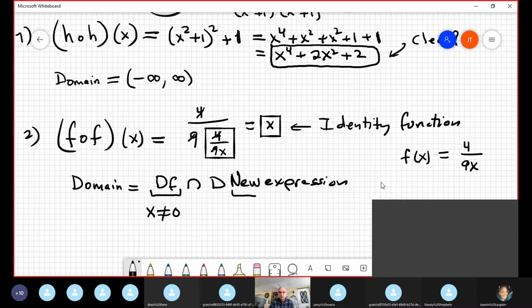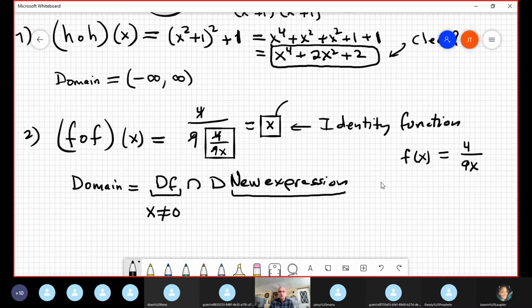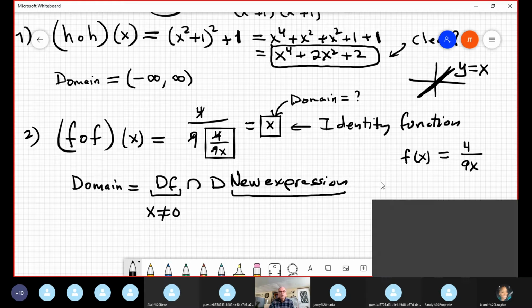What about the new expression? This is the new expression. What is the domain of this expression? What is the domain of the new expression? It's the domain of x alone. X alone is like a linear function, y equal x. All real numbers, very well. It's all real numbers.